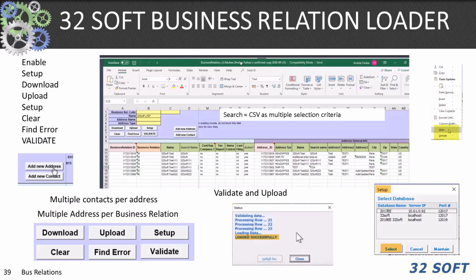Since most of the processes that are exposed for financial reporting with SAF and other data structures are business relationships, let's take a quick look at the 32Soft loader that makes update and creation of business relationships in QAD effective and easy. One can enter multiple addresses per business relation and multiple contacts per address. It also validates and verifies the upload to QAD.